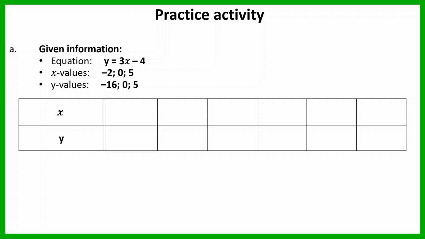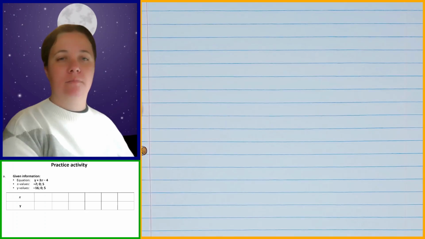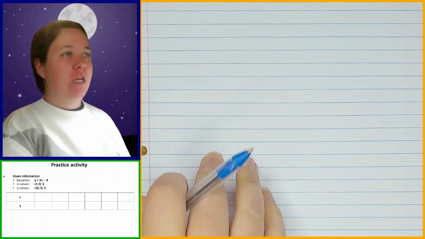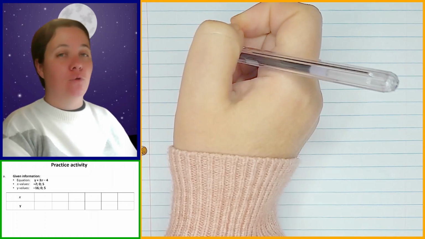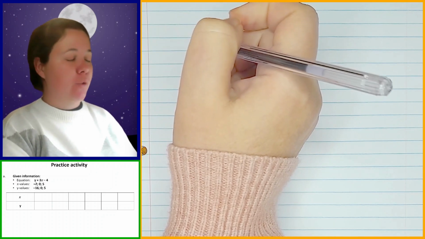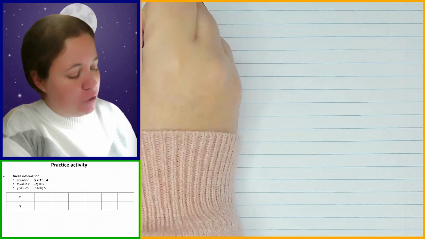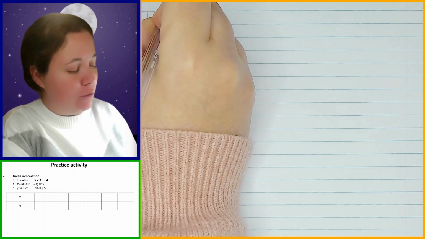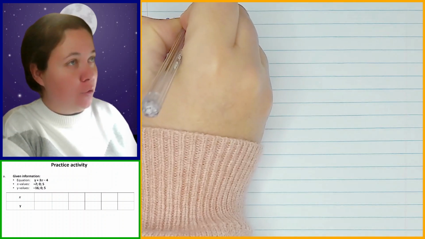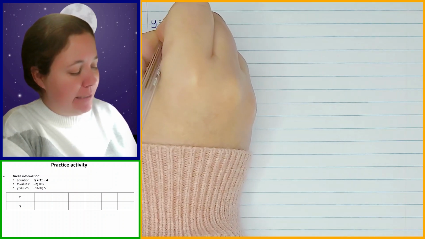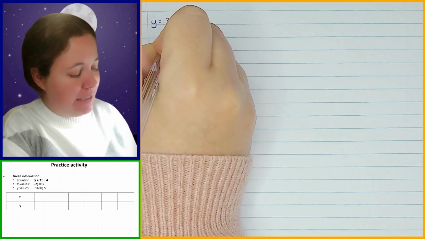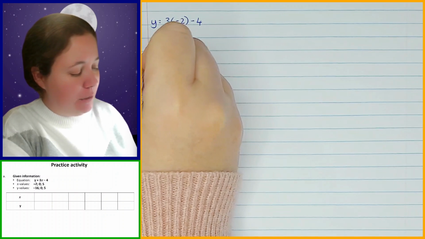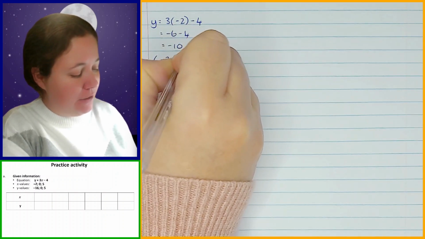Okay, so let's go through that question and see what you should have got. Right, so we're starting off with the equation 3x minus 4, and the first x value that we're going to be using is negative 2. So I need to find the y value for that by substituting it into the equation. So I've got y equals 3 times negative 2 minus 4. That gives me negative 6 minus 4, which is negative 10. So that gives me the ordered pair negative 2, negative 10.